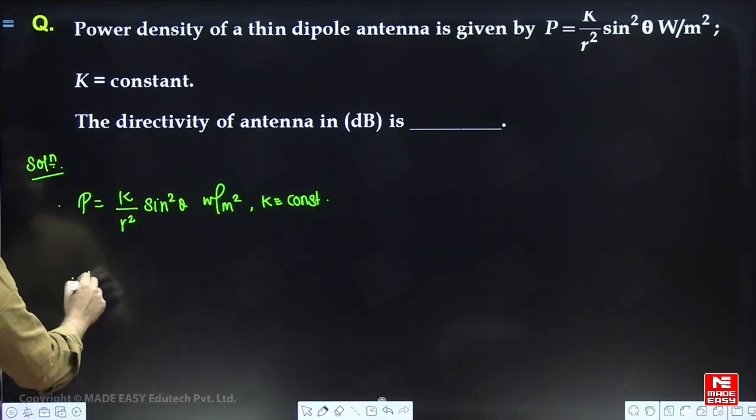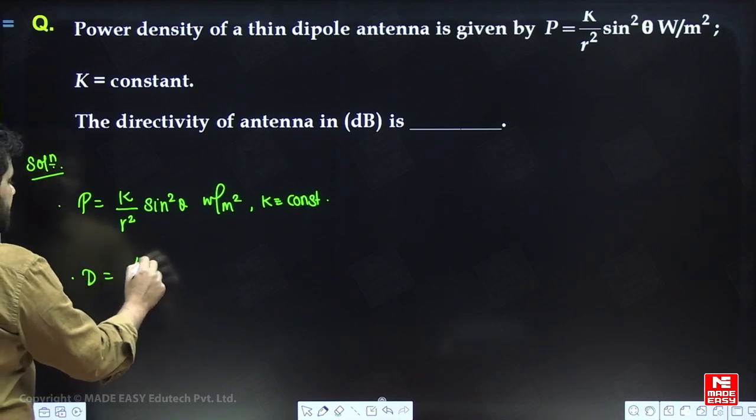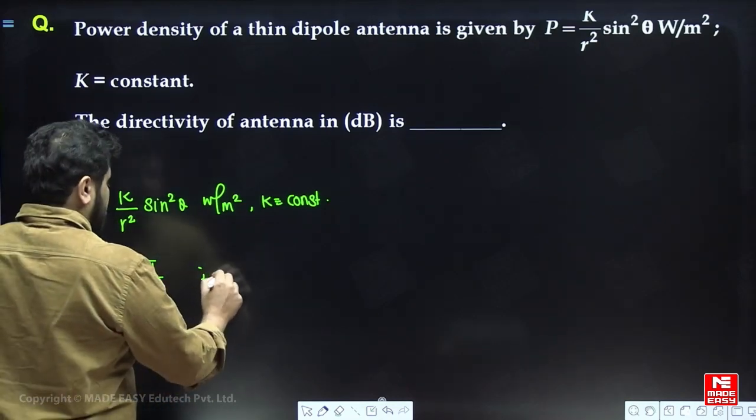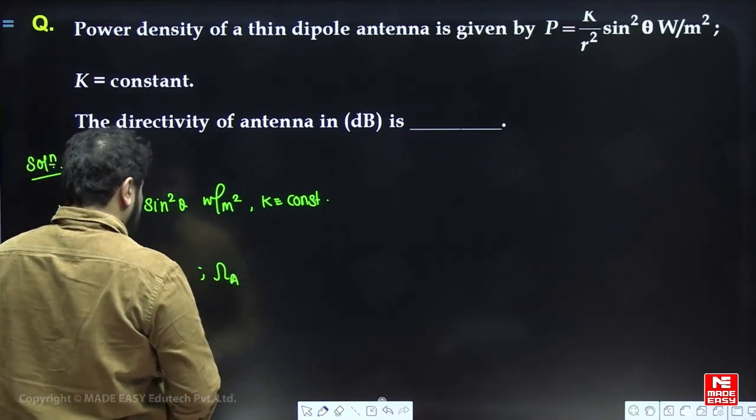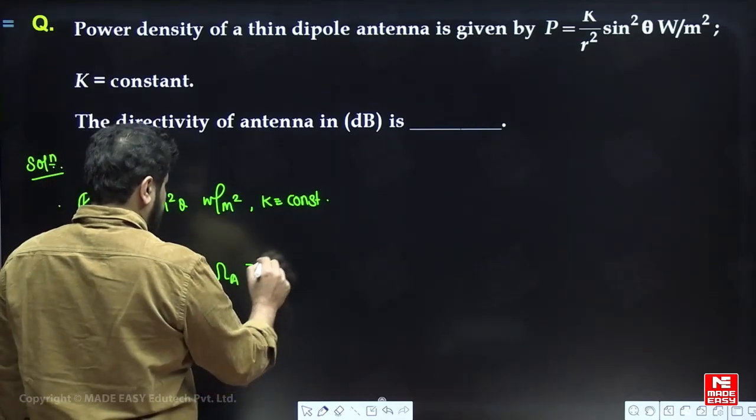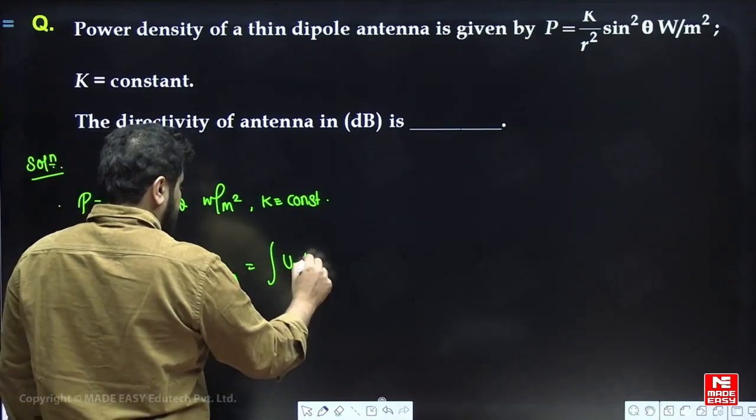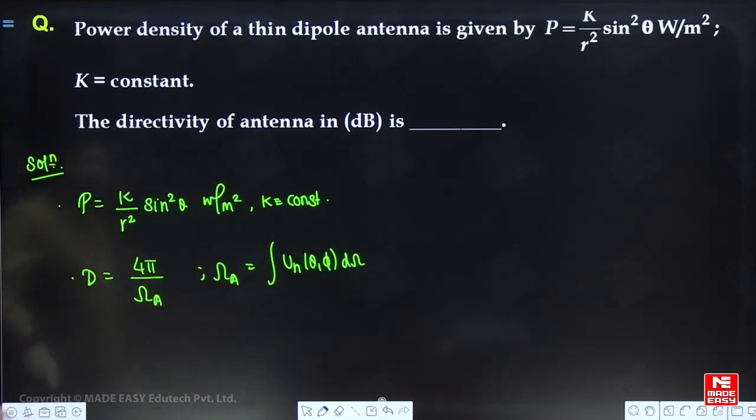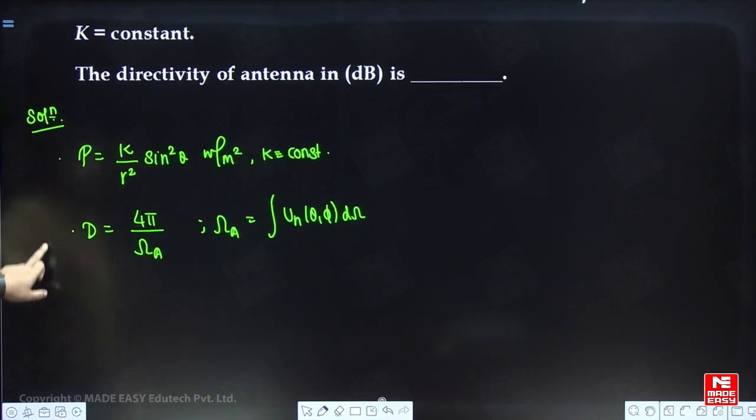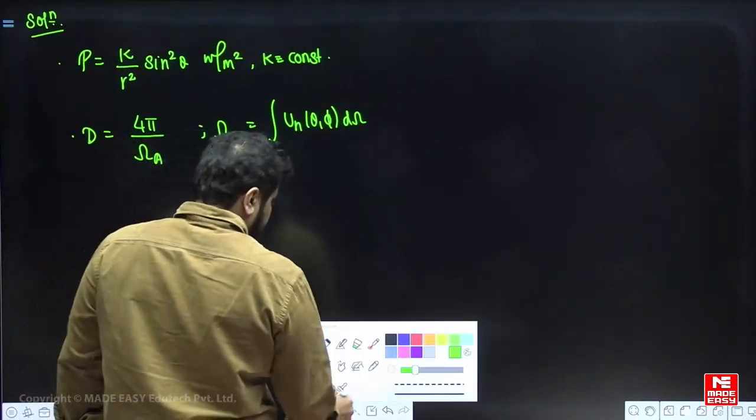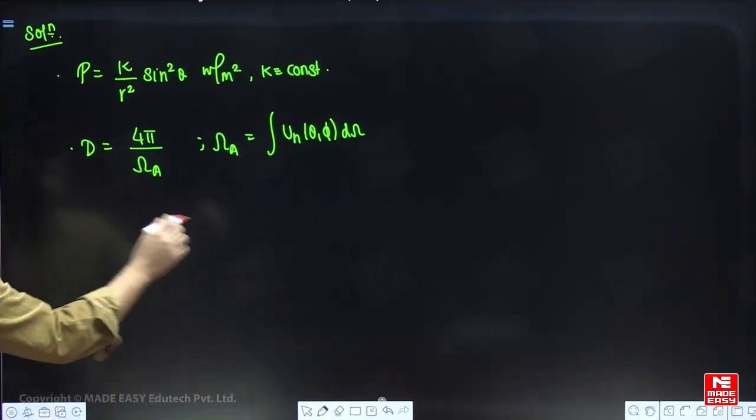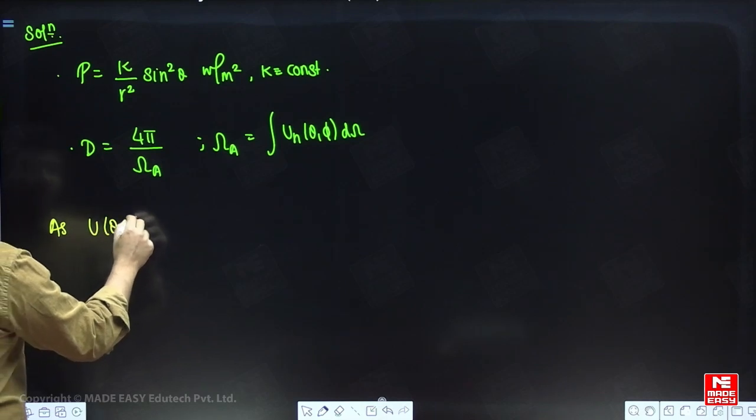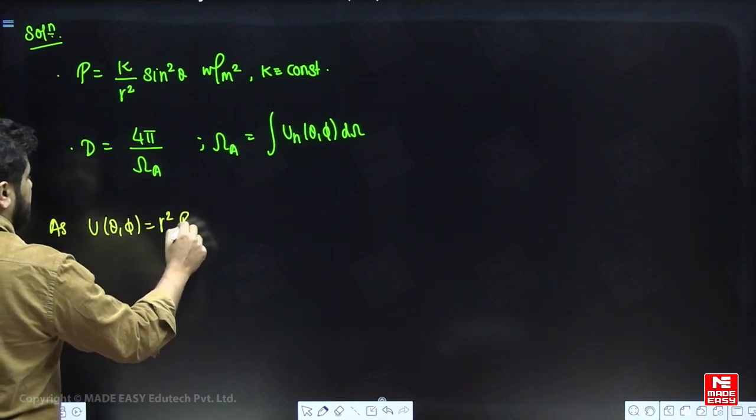Correct. They are asking for directivity in dB. So, what is directivity? Directivity is given as 4 pi upon beam solid angle, right? And this is your beam solid angle, given as integration of Un(theta, phi) into d omega, right? Now, we have to find the normalized value of the radiation intensity, correct? Now, radiation intensity U(theta, phi) is given as r square into P average.